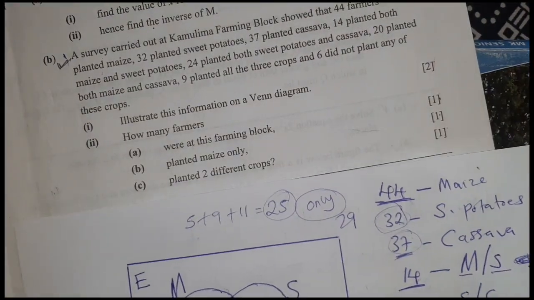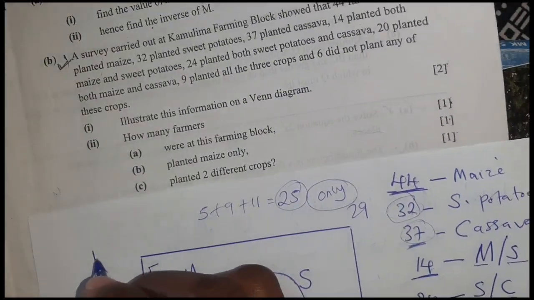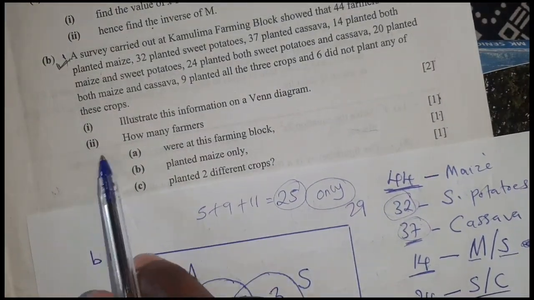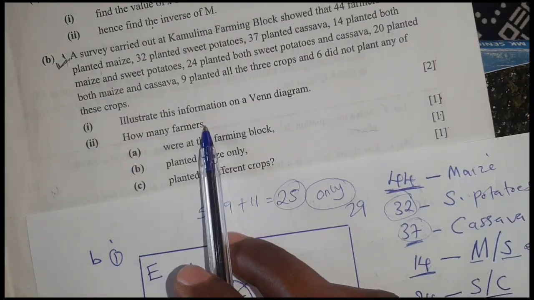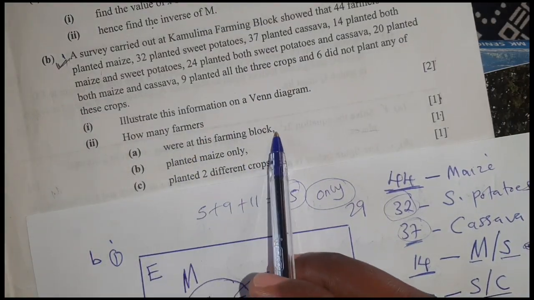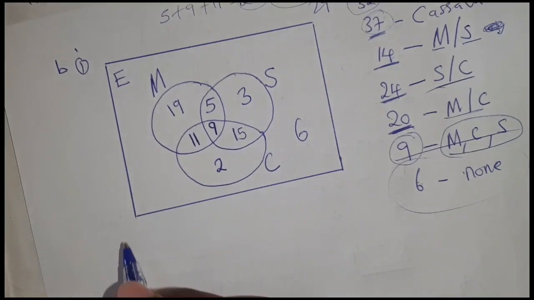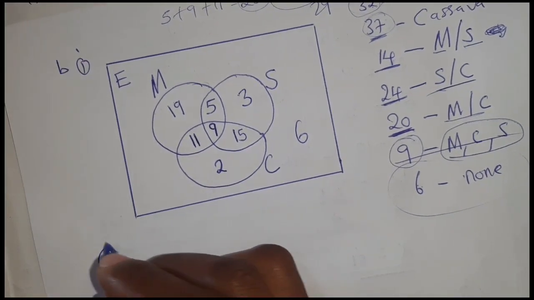Okay, so we go to question, this was question B, Roman numeral 1. We go to question B, Roman numeral 2. How many farmers were at this farming block?